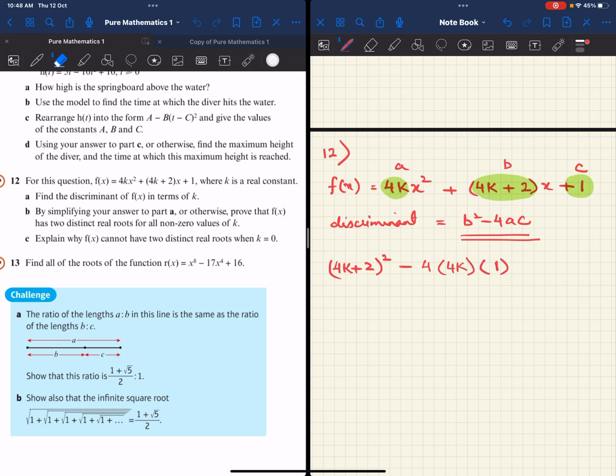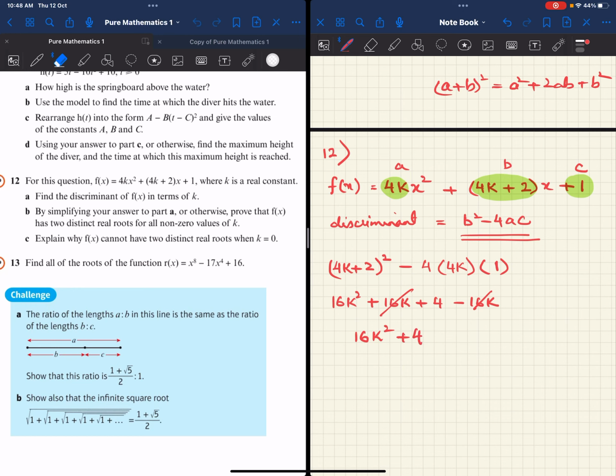This is expanded by the (a plus b) whole squared identity. It expands to give a squared plus 2ab plus b squared. So 4k squared will give me 16k squared, plus 2 into a into b: 2 2s are 4, 4 4s are 16k, plus 4, minus 16k. So these two cancel out and I have 16k squared plus 4.